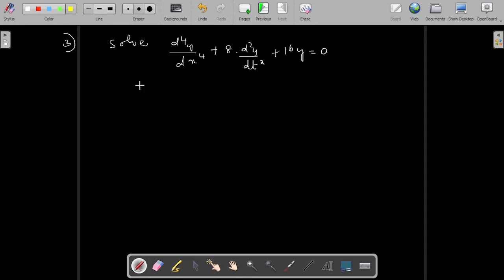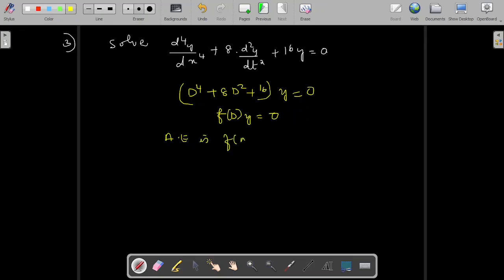See the next question. Solve this equation. Using operator, we can write this as D power 4 plus 8D square plus 16, into y equal to 0. So it is a homogeneous linear differential equation with constant coefficients, f of D into y equal to 0. So write the auxiliary equation, f of m equal to 0. So m power 4 plus 8m square plus 16 equal to 0. This can be written as m square plus 4 whole square equal to 0.